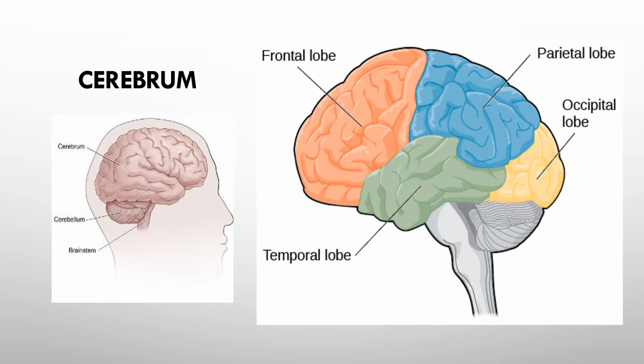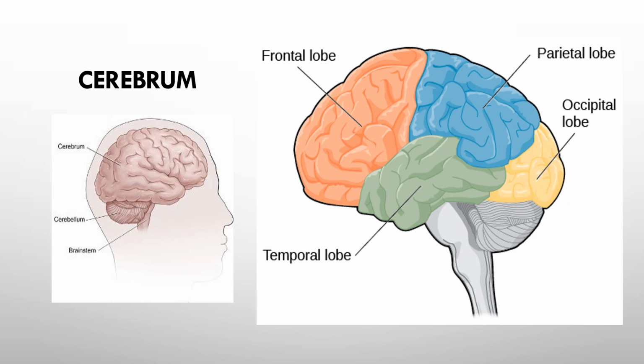Cerebrum has four lobes. The color peach is the frontal lobe. It is associated with reasoning, planning, parts of speech, our movement, our emotions, and how we solve our problems. The blue one is the parietal lobe. It is also associated with our movement, orientation, and recognition.